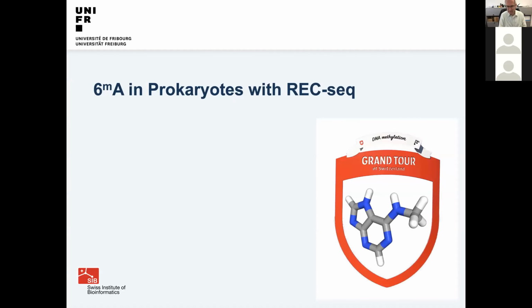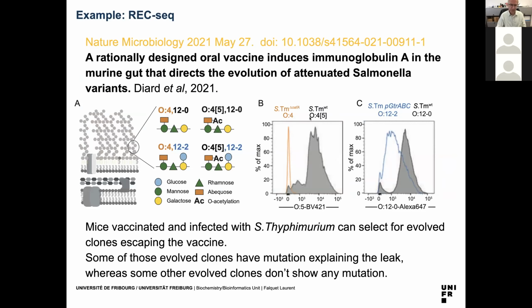So let's have a look at the first example. In this example, we use a restriction enzyme methylation cutting. In this grand tour, this is a recent publication with some colleagues. In this publication, they were interested in vaccines against Salmonella typhimurium. And these vaccines often show that typhimurium can be selected for evolved clones.